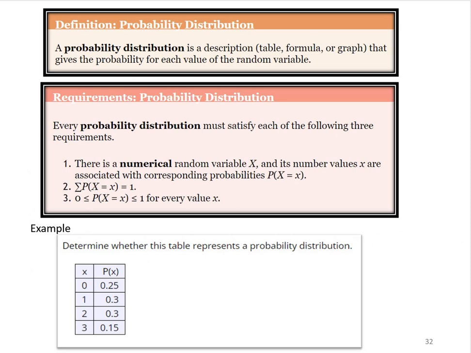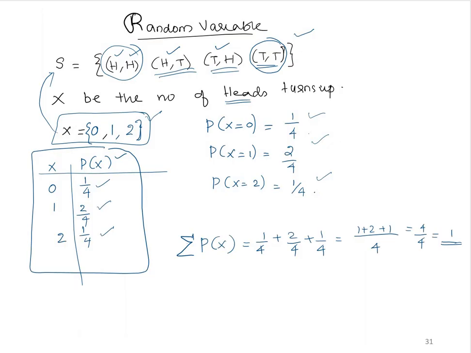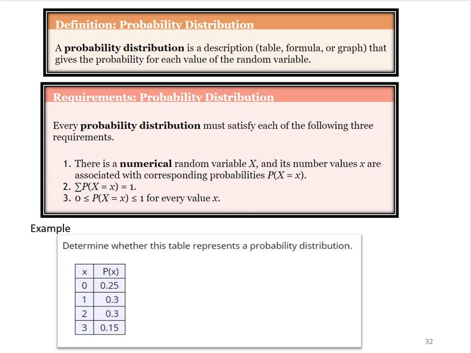A probability distribution is a table, formula, or graph that gives the probability for each value of the random variable. Just like in the previous table, we saw the x values and the corresponding probabilities. So that is an example of that. And every probability distribution must satisfy the following 3 requirements. What are the 3 requirements? One is that there is a numerical random variable x, and its numerical values are associated with the corresponding probabilities, probability of X equal to x.